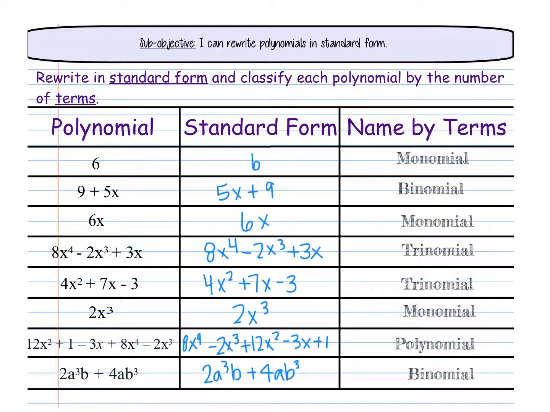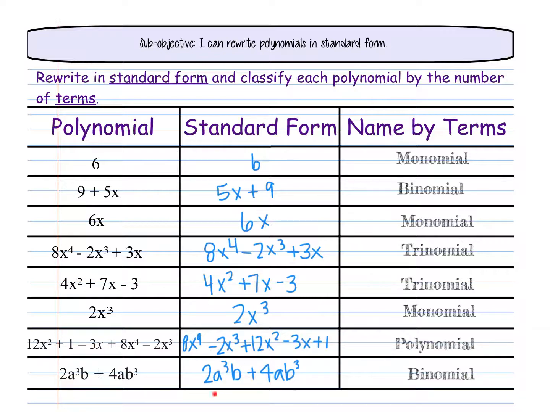So in standard form, hopefully you noticed some of them were already in standard form. So I hope I wasn't able to trick you. So if it's a monomial, it's already in standard form. There's no rewriting at all. So this binomial is 5x plus 9. This one was already in standard form, 8x to the 4th minus 2x to the 3rd plus 3x. This was also already in standard form. Now this one down here got a little tricky, so 8x to the 4th positive came first, minus 2x to the 3rd came next, plus 12x squared came next, minus 3x, and then lastly I have plus 1.